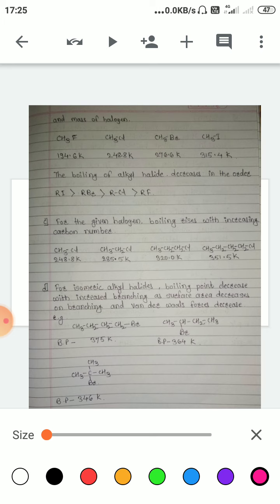You can see the boiling point of 1-bromobutane, or primary butyl bromide, or N-butyl bromide, is 375 Kelvin. Then that of secondary butyl bromide is 364 Kelvin, and that of tertiary butyl bromide is 346 Kelvin. In this way we have to remember for the isomeric alkyl halides: as the branching increases, boiling point goes on decreasing due to the decrease in surface area, so the van der Waals force of attraction goes on decreasing.